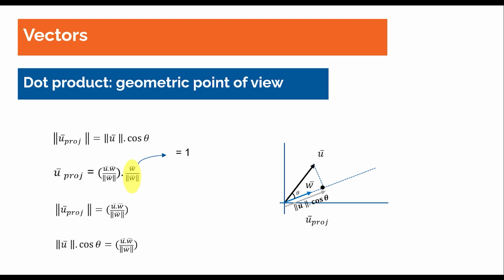And by substituting the left-hand side of this equation, we can reach the next one. The length of u times cosine theta is just equal to the dot product of u and w divided by the length of w. And we can multiply both sides by the length of w and we get a formula for dot product. This formula is really useful because it says that the dot product of two vectors is just the length of the first vector times the length of the second vector times the cosine of the angle between them.